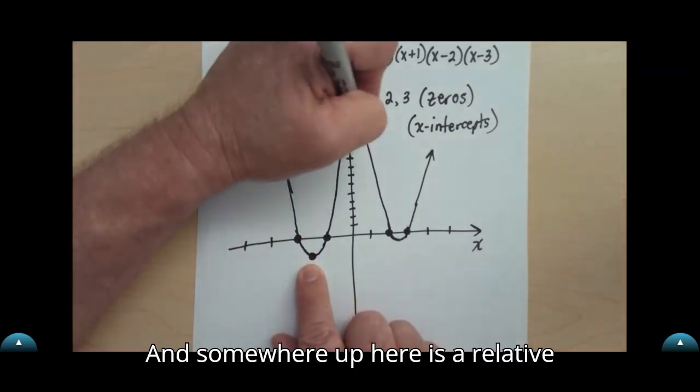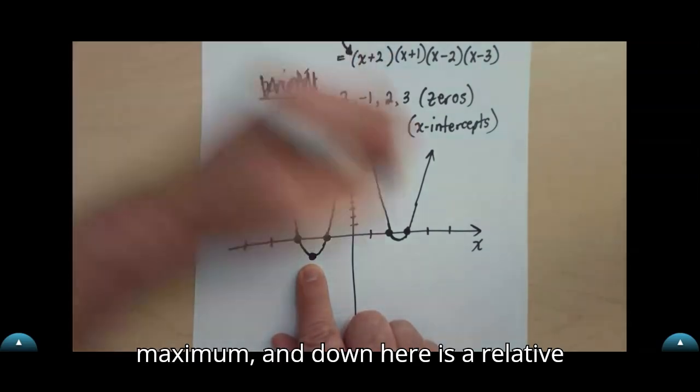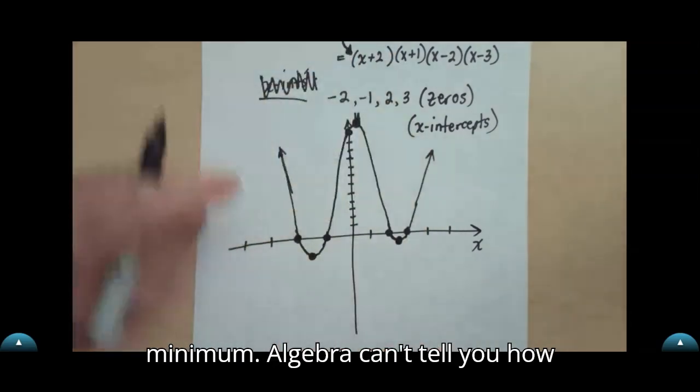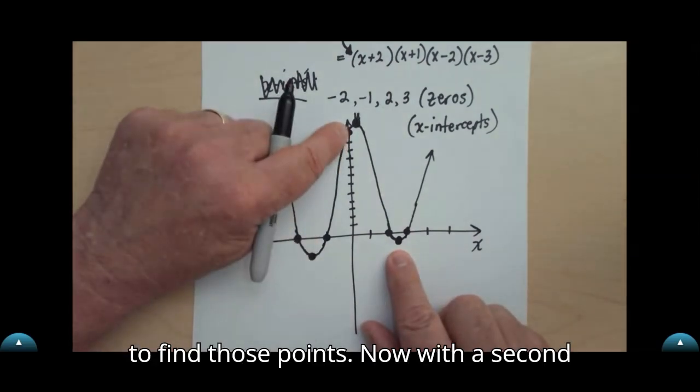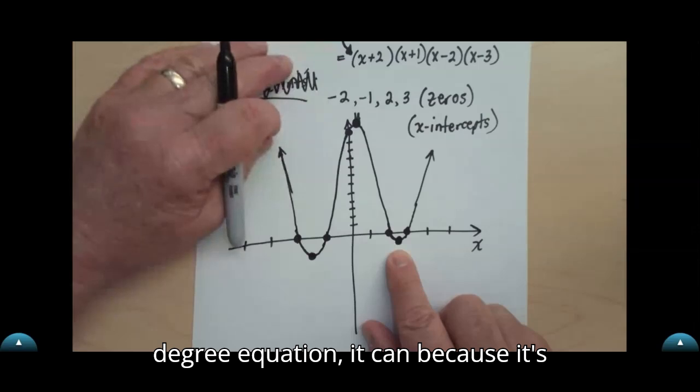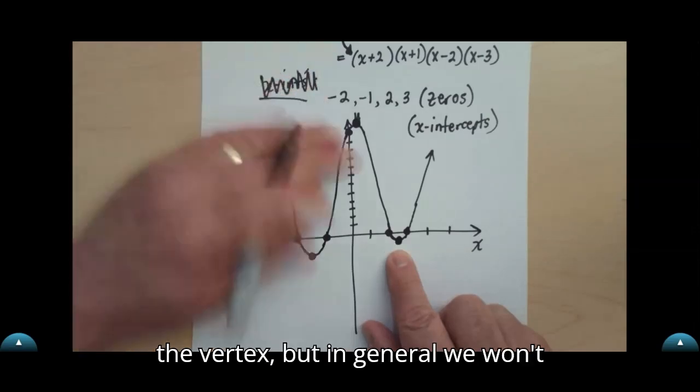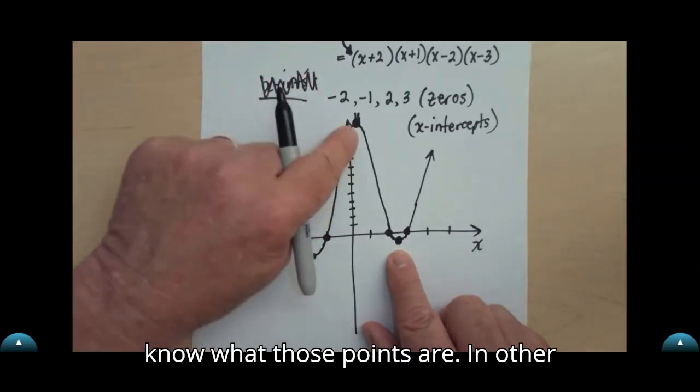And somewhere up here is a relative maximum, and down here is a relative minimum. Algebra can't tell you how to find those points. Now, with a second degree equation, it can because it's the vertex. But in general, we won't know what those points are.